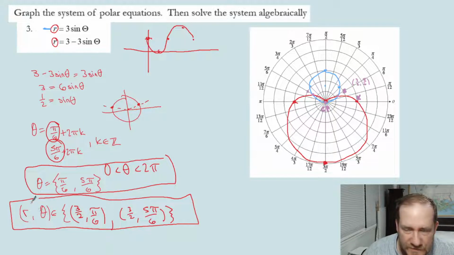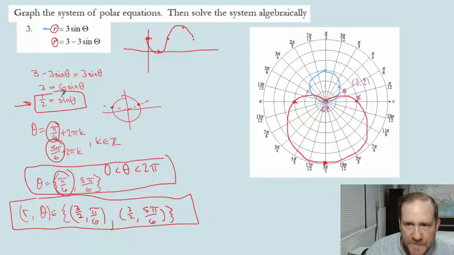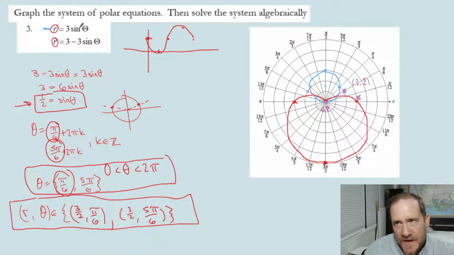And again, you do need to give me ordered pairs. So taking pi over 6 and plugging it back in, what's the sine of pi over 6? Isn't it a half? Wasn't that the whole point? We were solving for the thetas that make sine a half. So obviously when sine is a half, you're getting a radius of 3 halves. So we got 3 halves, pi over 6 and 3 halves, 5 pi over 6.